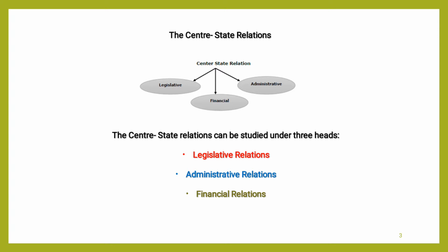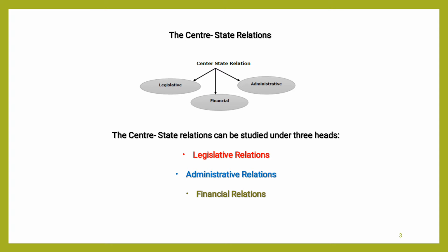Next is the administrative relation, which means where the question arises that does the center have the power or right to interfere in the administration of the state. So it's all about the administration between the center and the state. And the most important is the financial relation, where we'll learn about revenues and commissions.